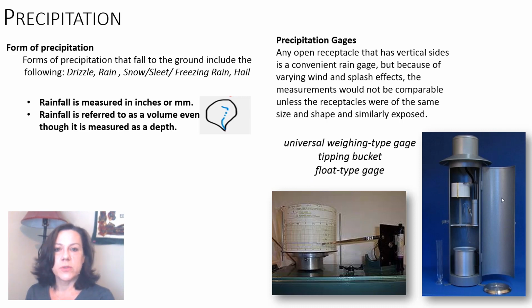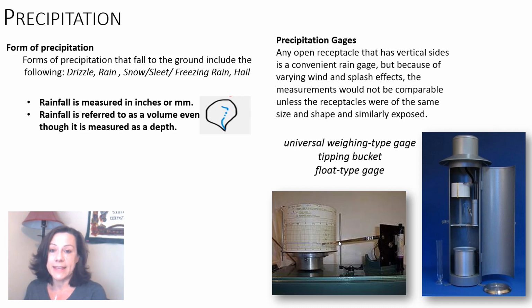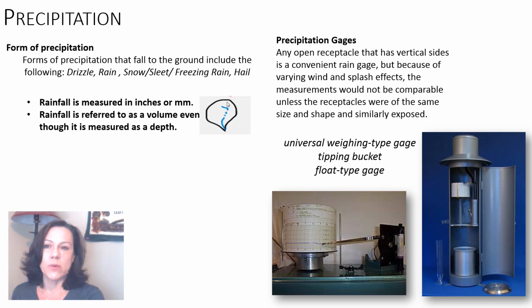Now here is the universal weighing gauge, and in here, when the water comes through, it starts to draw on this graph. You take this paper and you translate it into actual rainfall depth. So rainfall is measured in inches or millimeters, and it's referred to as volumes, even though it's measured in depth. And the reason why it's measured in volume is because you typically think of it as a watershed.